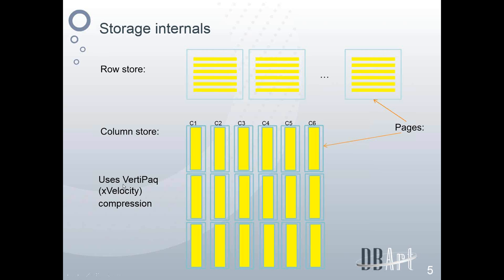It uses what is marketed as VertiPaq or xVelocity compression, the same engine that is used in Power Pivot in Excel and now also in OLAP tabular data models. That's the same compression engine, and it performs many of its operations in memory. But the important thing to remember is that the pages contain data for only a single column.